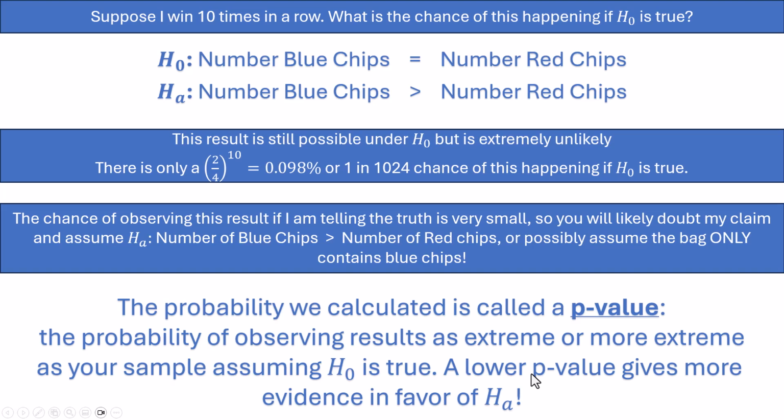Note that the p-value is not the probability that the null hypothesis is true. That's not what it's saying. It's saying that if the null hypothesis was true, what's the chance of getting the results that we got? And later we're going to introduce something called a level of significance, which is going to allow us to officially determine whether or not we should reject the null hypothesis or not.